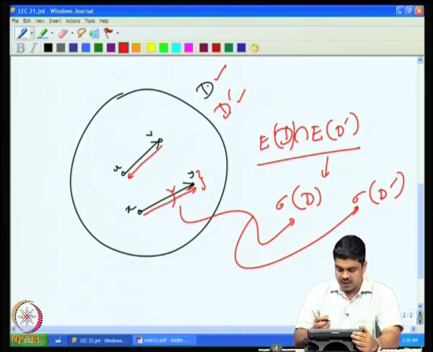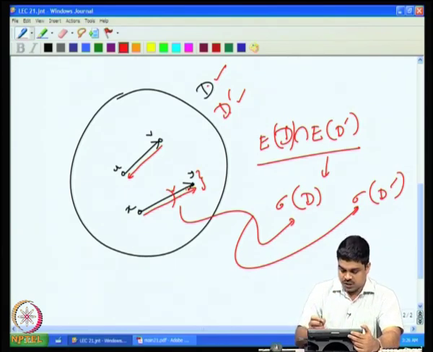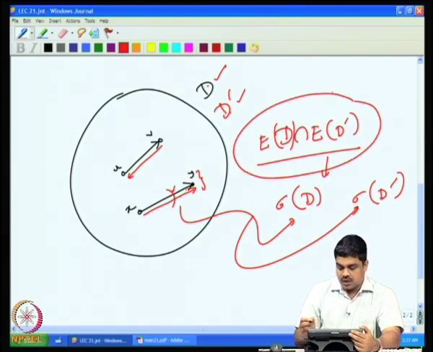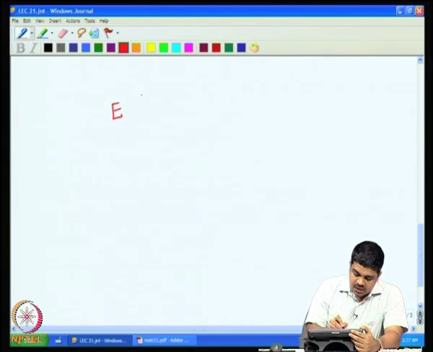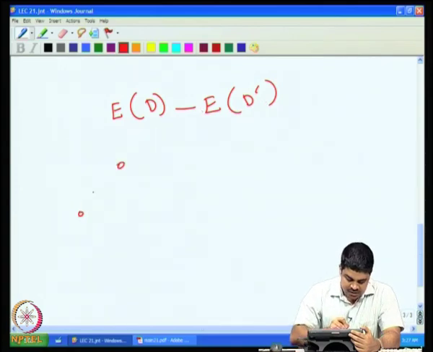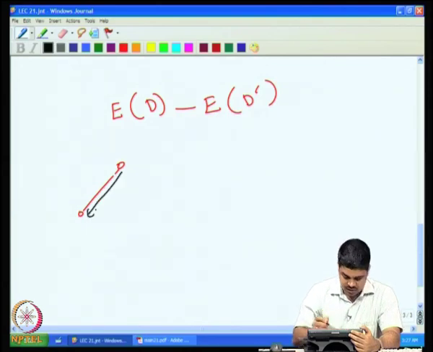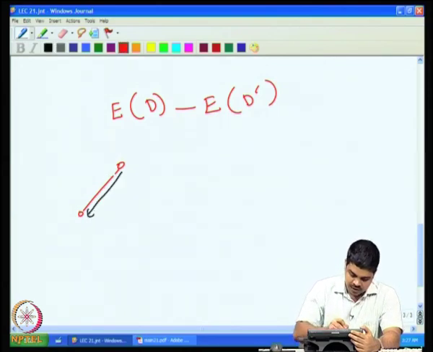So let's collect all the edges of the graph of G apart from those edges which got the same orientation. That means we are considering E(D) minus E(D'), right? Essentially, the edges where one got this direction and the other got that direction. So the directions were different, right?